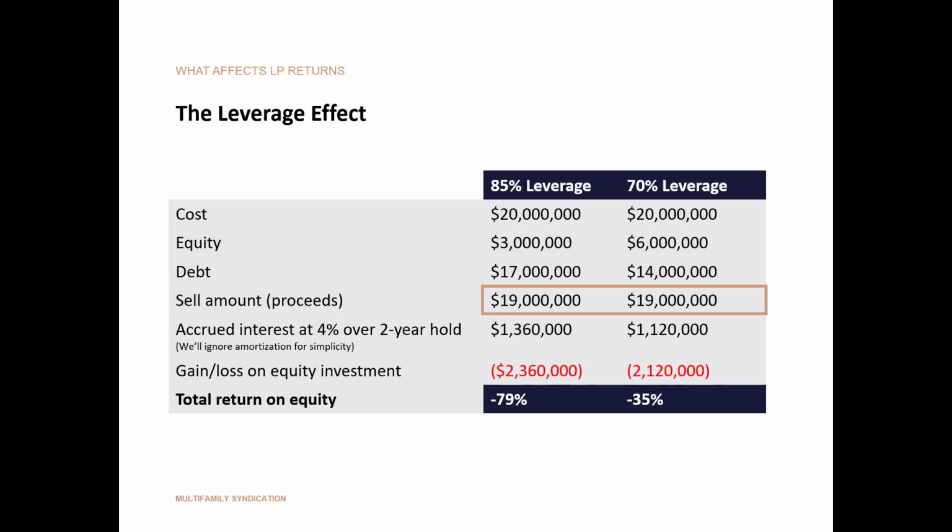It's the same exact investment, same scenarios, $3 million in the 85% leverage scenario, $6 million in the 70% leverage scenario. And this is showing just a 5% market decrease. So for whatever reason, we had to sell this property at a 5% loss. We can see that in the over leveraged scenario of 85%, we lost 79% of our equity versus 35% in the 70% leverage scenario. Now, it's never great to lose equity. You never want to lose a dollar in real estate. But if I had to lose money, I'd rather lose less of it.